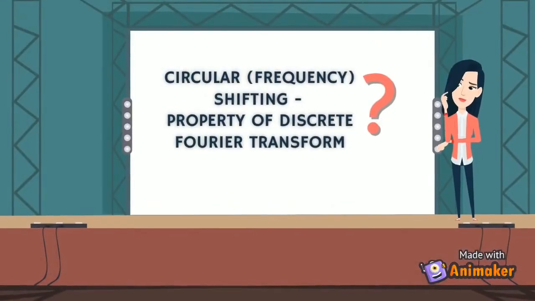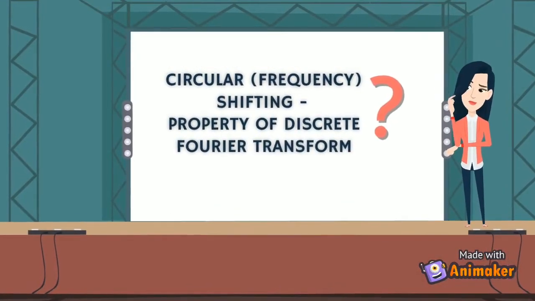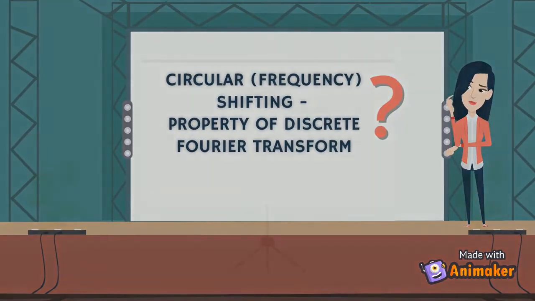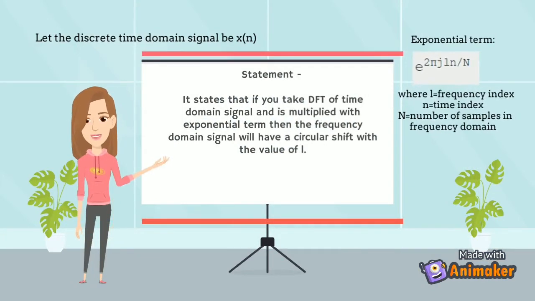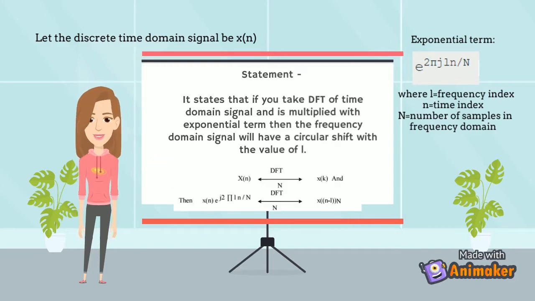In this lecture, let us understand one of the most important properties of discrete Fourier transform, that is circular frequency shift property. The circular frequency shift property states that if a discrete time signal is multiplied with an exponential term e to the power plus j2 pi ln upon capital N, then we can observe that its discrete Fourier transform will be circularly shifted by L units, where L is the frequency index, n is the time index, and capital N is the number of samples in the frequency domain.